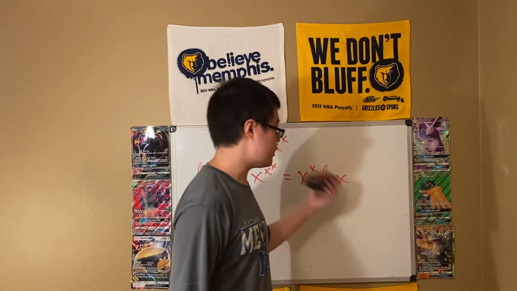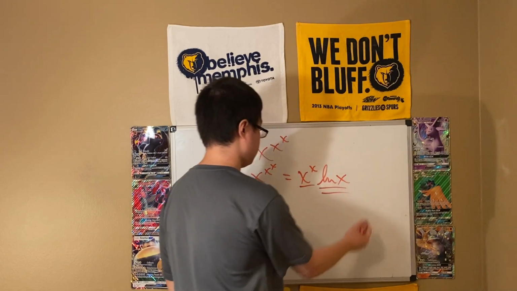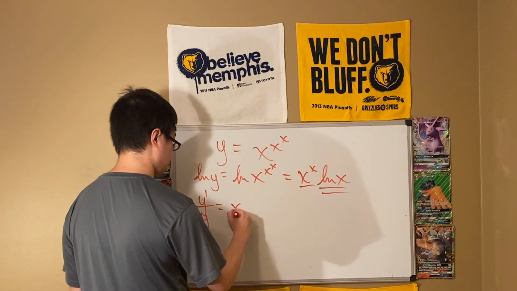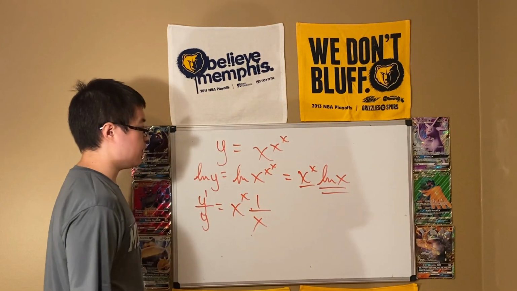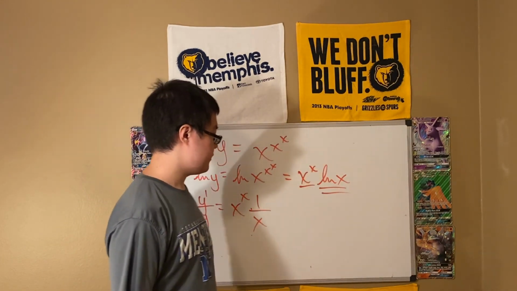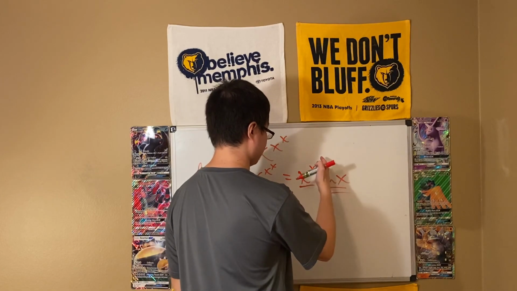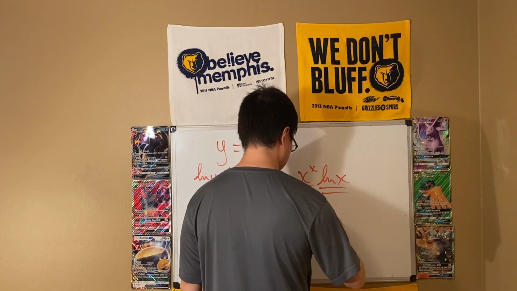Then I have product rule here, so keep the same. And then derivative, so keep the same times the derivative, 1 over x. Then it's going to be kind of weird because you have to take the derivative and keep the same.